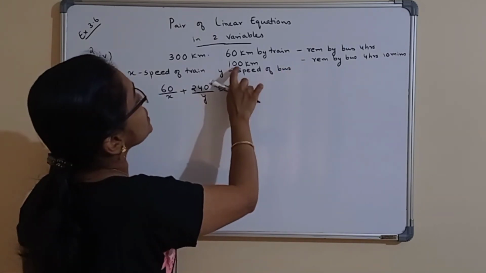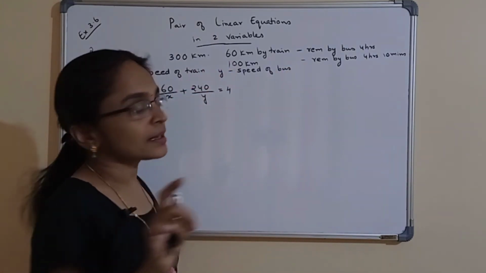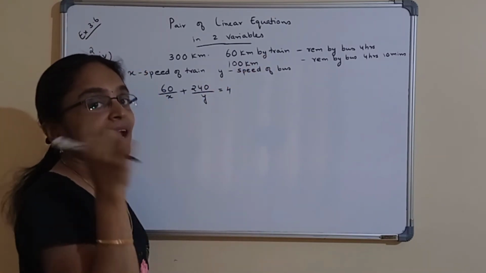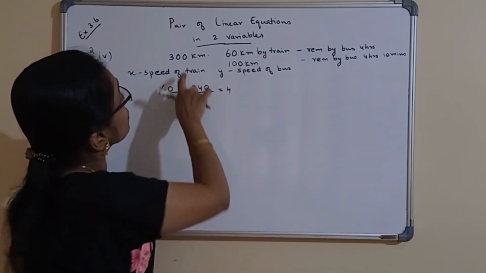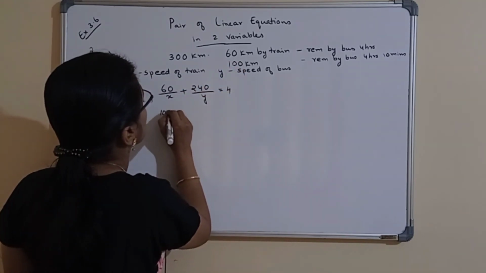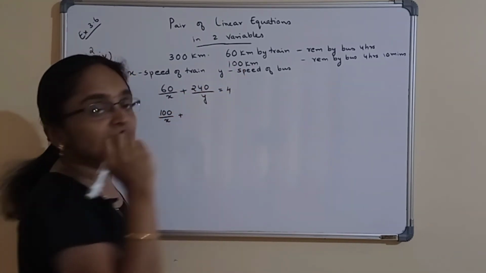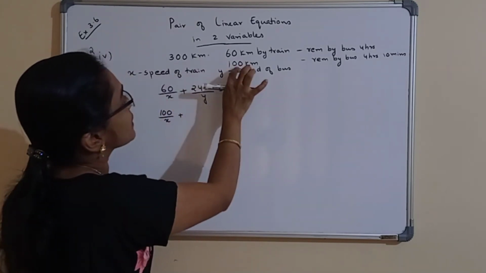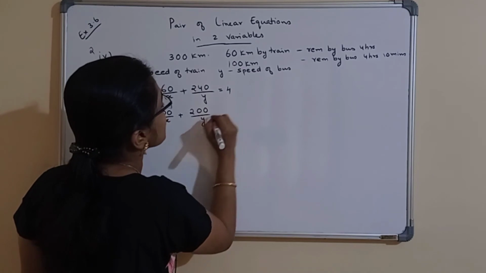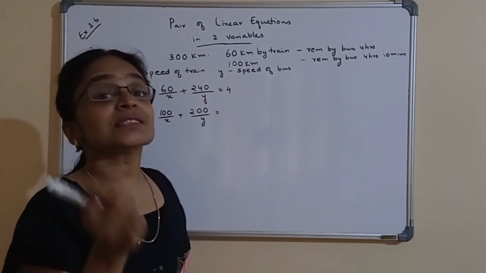And the second equation is for traveling 100 kilometers. That is, she will travel 100 kilometers by train and the remaining by bus. That is for 300 kilometers itself. So 100 kilometers by train and what is remaining? 200 is remaining. 300 minus 100 is 200. 200 by y is equal to 4 hours 10 minutes.